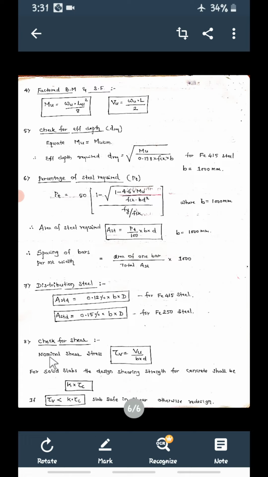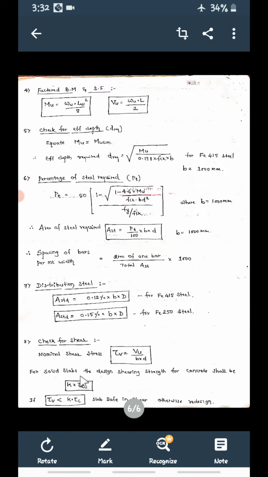Next is check for shear stress. Normally in the slab, shear stresses are not critical, and stirrups or shear reinforcement are not required in a slab, but in a beam they are required. Anyhow, you have to check. Check is a must. So nominal shear stress tau V is VU upon B into D. B is again 1000, remember.